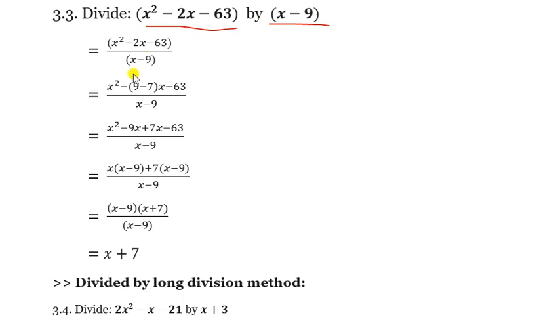So first, in general way, we have to write x square minus 2x minus 63. Again here the constant term is 63, and the coefficient of x square is 1. So 63 into 1 is 63. Now again we have to find out the factors of 63.